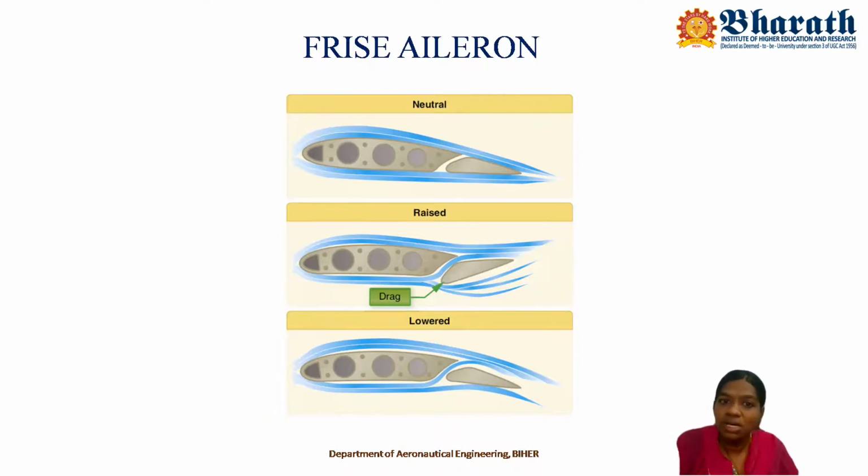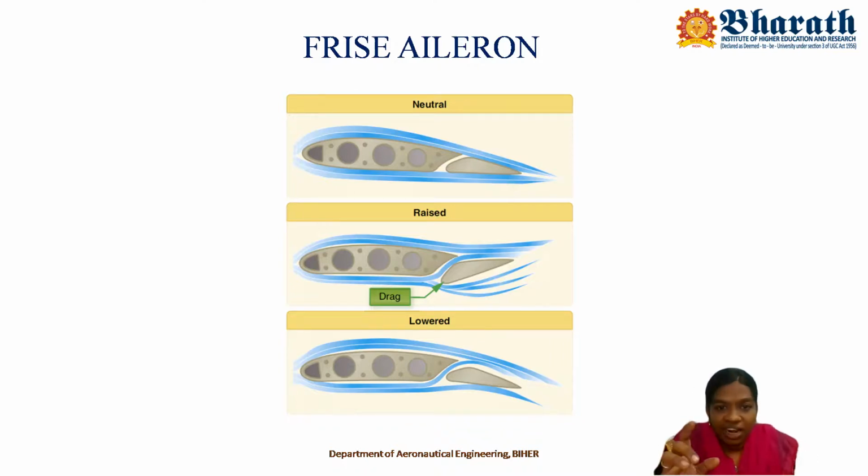Now adverse yaw: when an aileron is deflected downwards, because of the pressure distribution, more lift will be generated. When there is more lift generation, obviously it results in an increase in the drag. This drag will tend to turn the aircraft from its position. Because of the aileron deflection, the aircraft is turning, and hence it is called adverse yaw. This can be nullified by implementing the FRISE aileron.